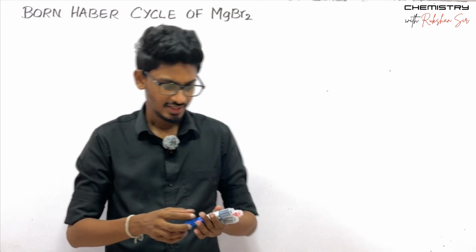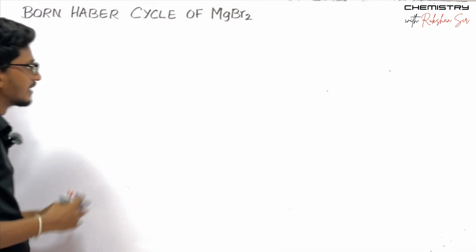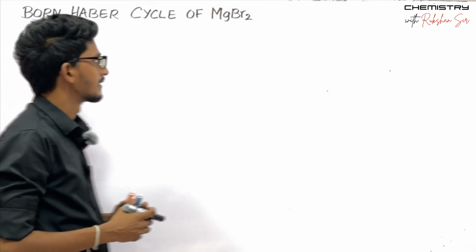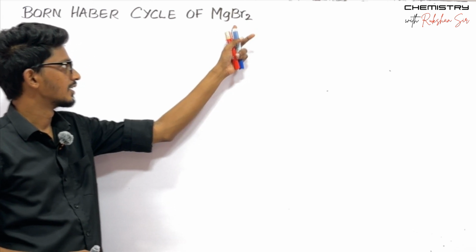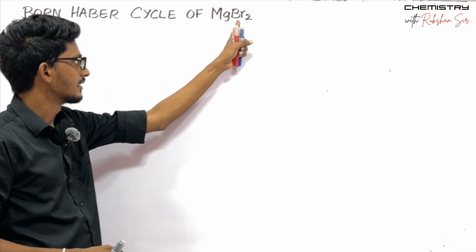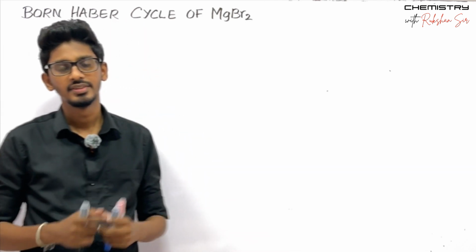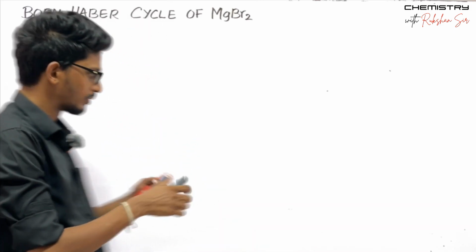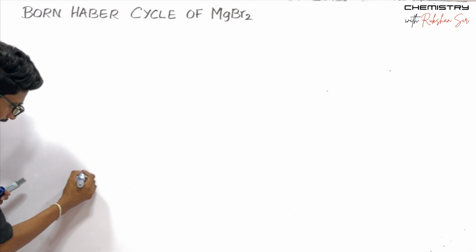Okay. So when drawing the Born-Haber cycle, we are supposed to start with the reference forms of the system. Our system is MgBr2, so the reference forms are the magnesium solid and the Br2 liquid. The bromine appears as a liquid at normal conditions, right? So let's start with that, the reference forms.